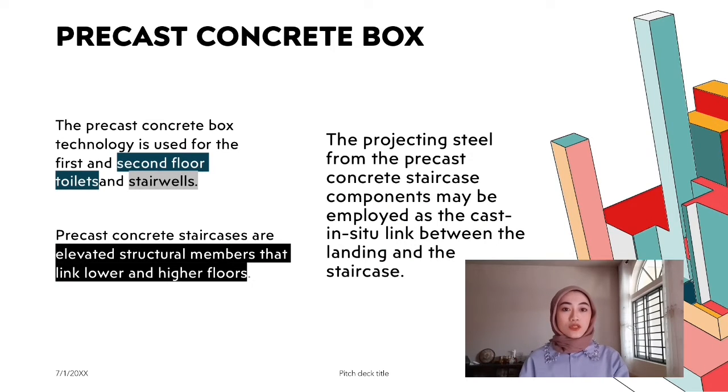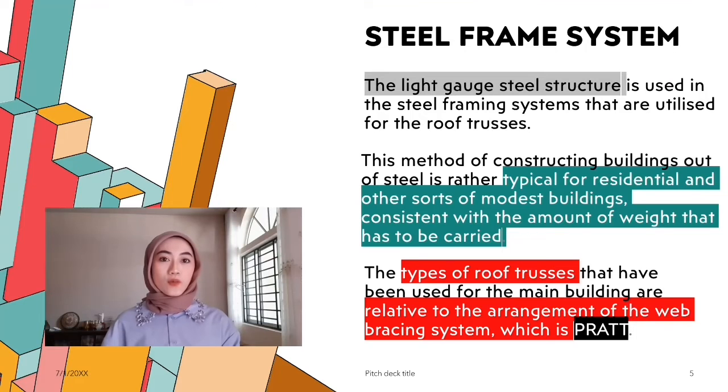The precast concrete box technology is used for the first and second floor toilets and stairwells, precast concrete staircases, and elevated structural members that link lower and higher floors. The projecting steel from the precast concrete staircase components may be employed as the cast in situ link between the landing and the staircase. The last component is the steel frame systems.